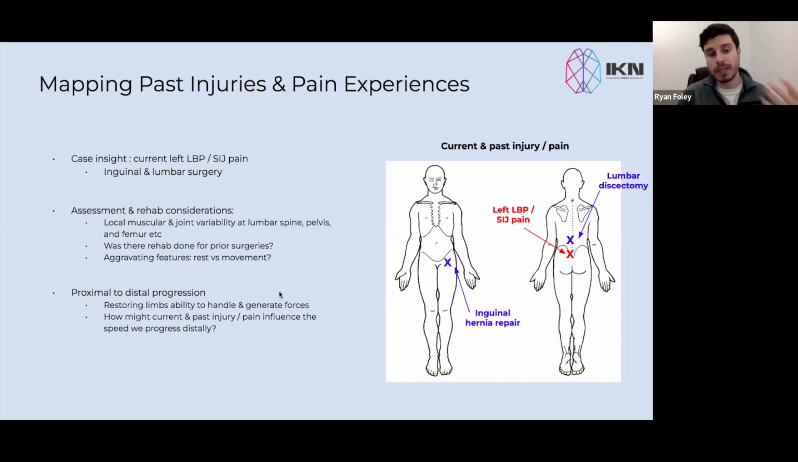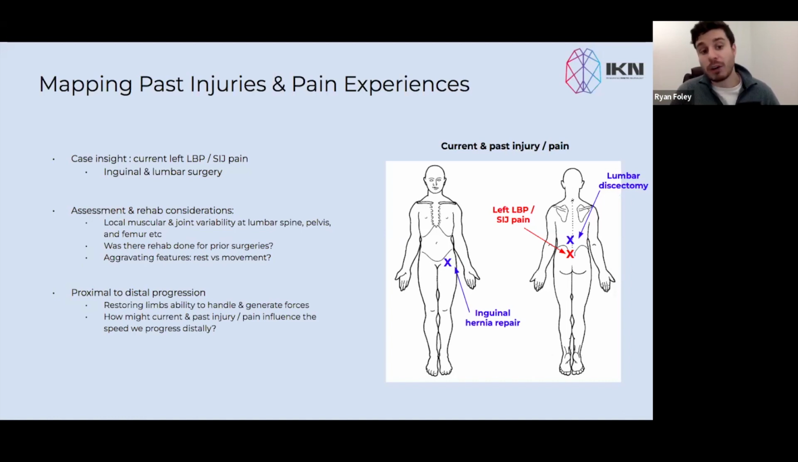Okay, so maybe from an assessment and rehab standpoint, we need to consider whether there are more local muscular and joint variability limitations at the lumbar spine, pelvis, and femur. So are we seeing significant multi-directional limitations through spinal flexion, spinal extension, and side bending in the frontal plane or the transverse plane? And maybe the individual is able to tolerate force well across the lower limb. That's going to influence where you direct your focus early on. Okay, and of course, from a previous rehab standpoint, again, perhaps focus wasn't necessarily placed on restoring variability across these local structures.